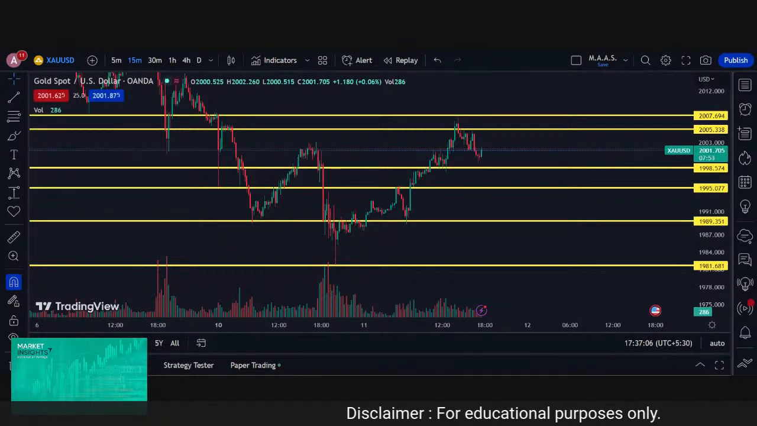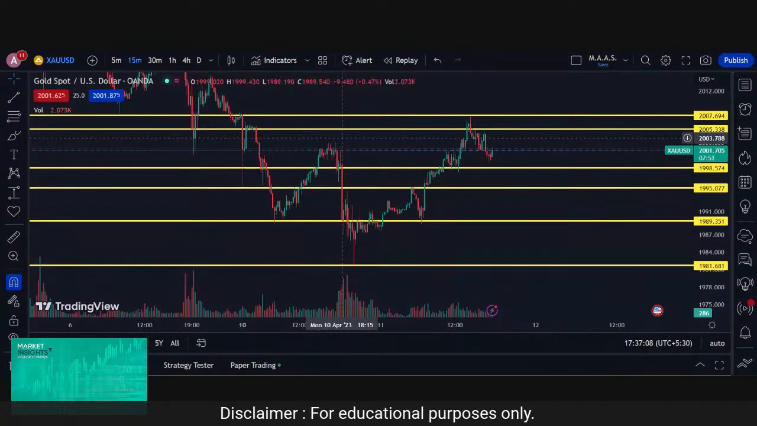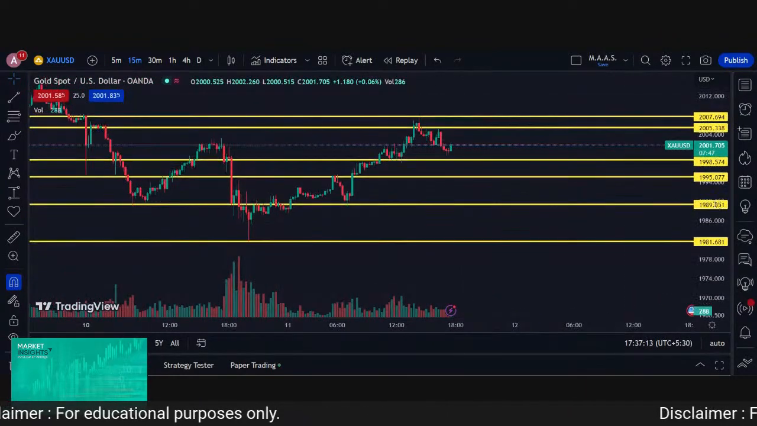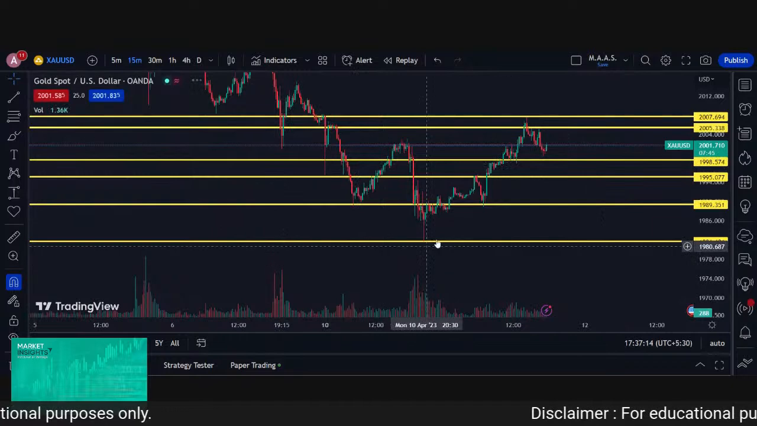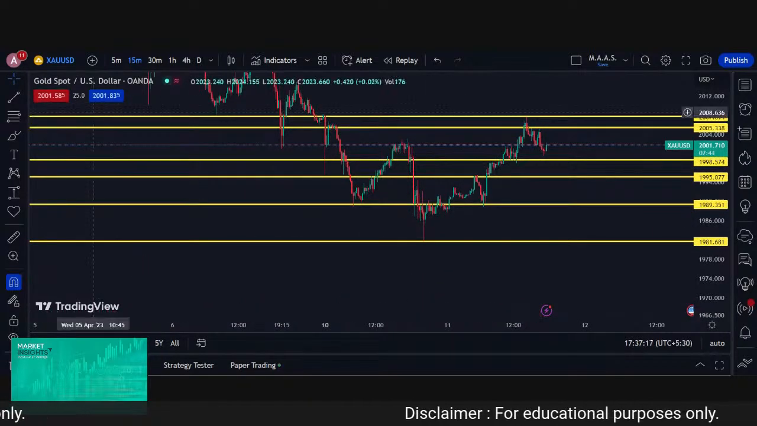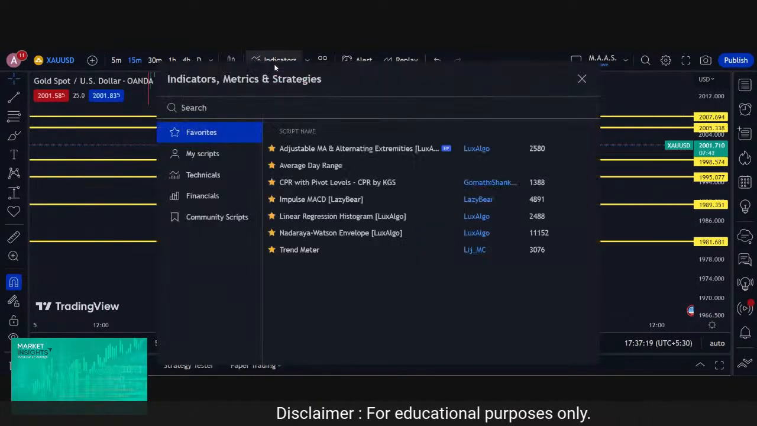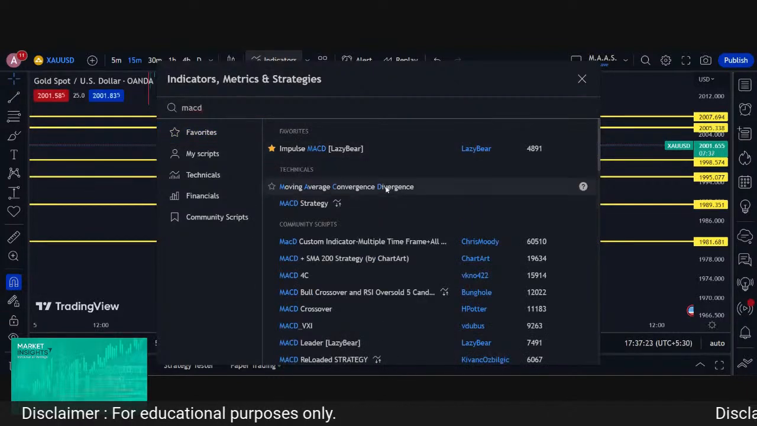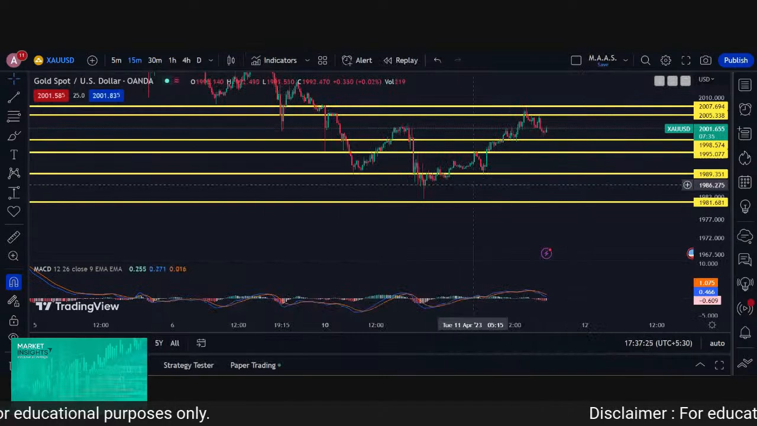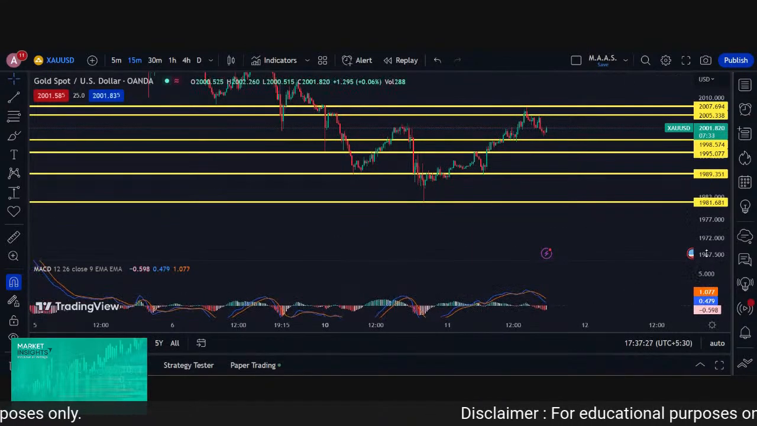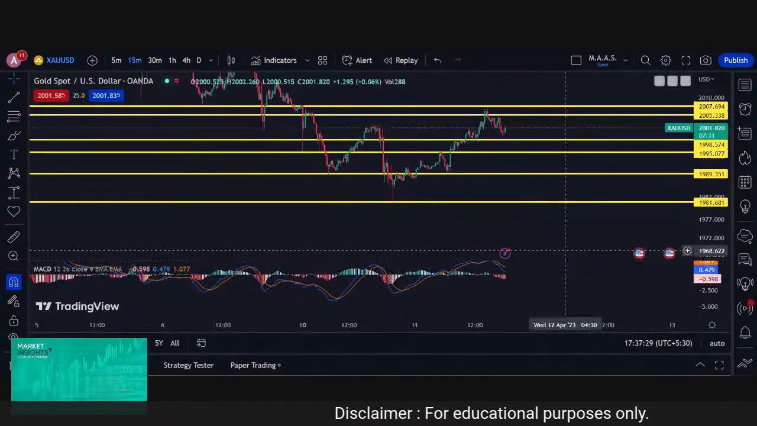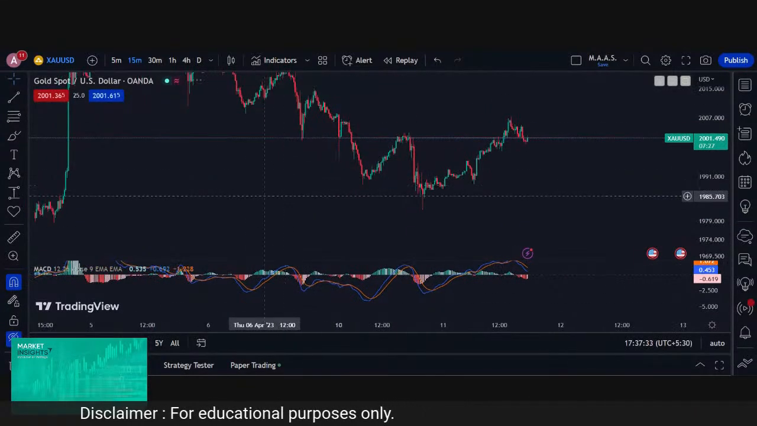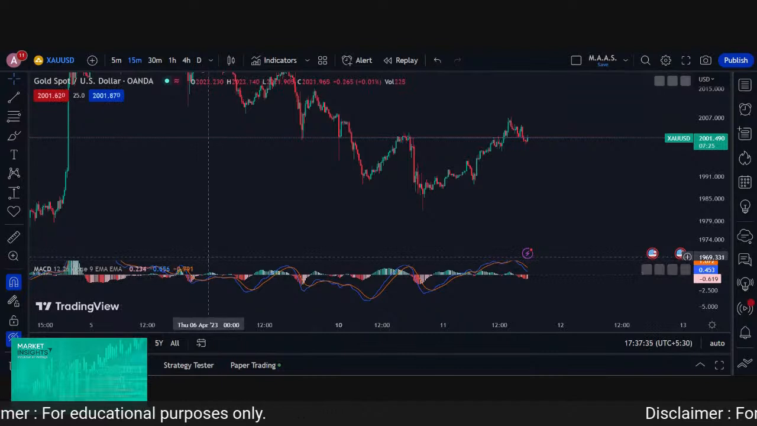You are looking at gold, and it is a daily time frame. Sorry, 15-minute time frame. Avoid these lines, remove this as well. Now we have to put on MACD. In order to do that, you can just type MACD or moving average convergence divergence. Both work. Let me remove all these drawings. Now you can see MACD is available.